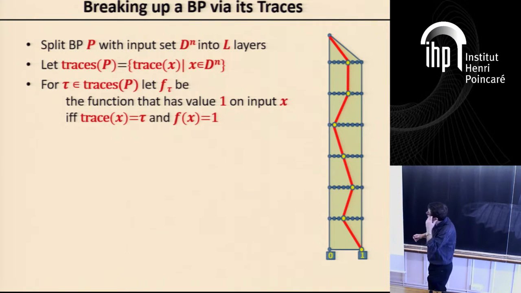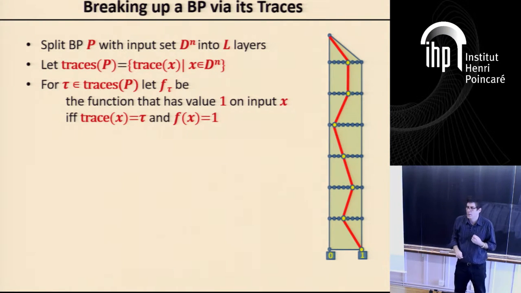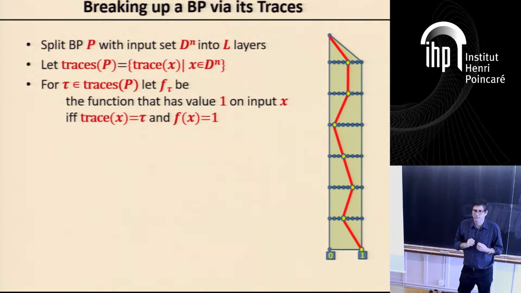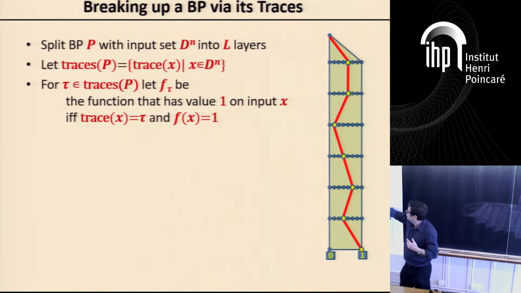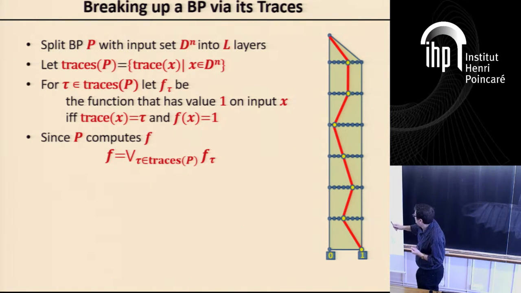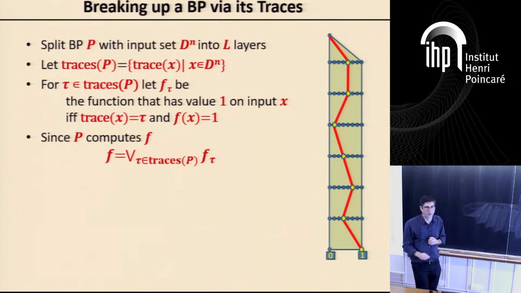So for each trace, where tau is the trace, let F sub tau be the function that has value 1 on input X if and only if the function has value 1 and it followed trace tau. Okay? Now there might be many inputs that do different things in the middle of these layers but end up at the same point at the end of every layer and end up at 1 at the end. So when I fix tau, I get a function F sub tau. And since the program computes the function, when the function is 1, it's an OR over all possible traces of these F sub tau functions.